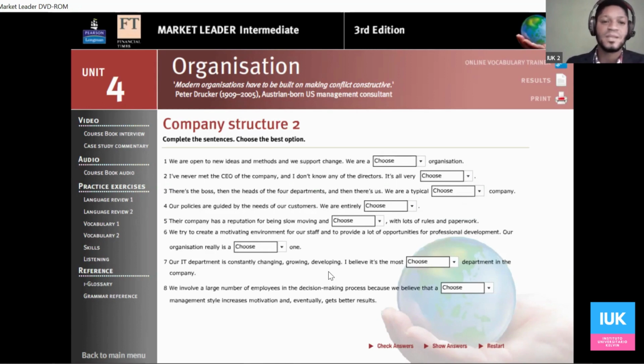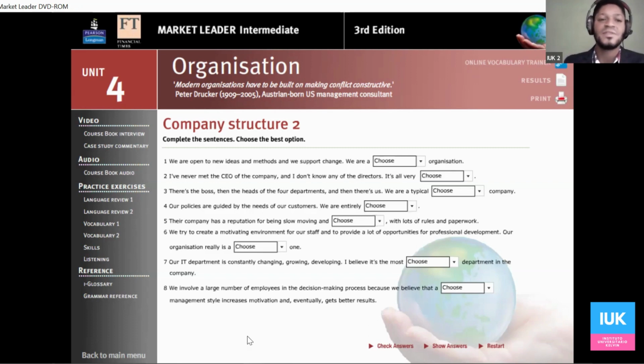4. Our policies are guided by the needs of our customers. We are entirely professional, or we are entirely market-driven. Our policies are guided by the needs of our customers. We are entirely professional or entirely market-driven.